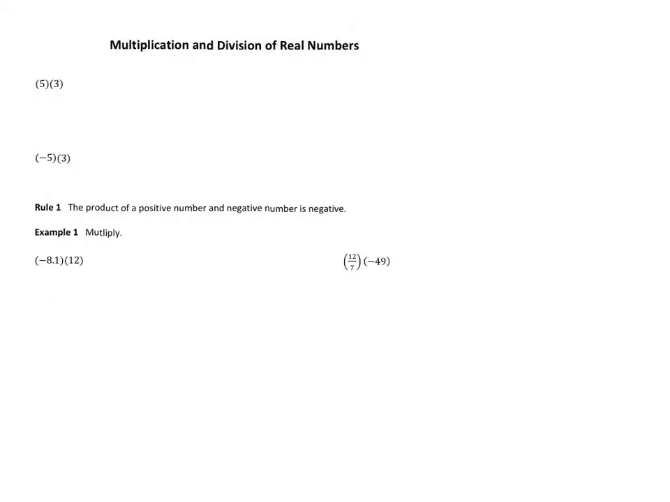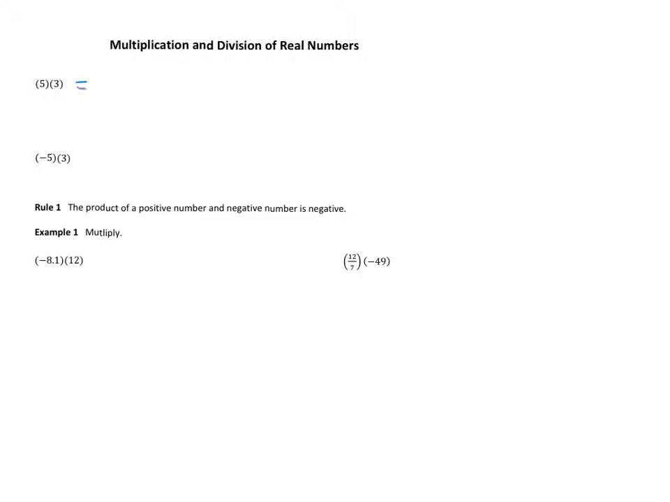I would like to look at a couple of facts when it comes to multiplying and dividing real numbers. So first we'll start with multiplication, and here I have 5 times 3, which I know the answer is 15. But what happens when you start introducing some negative numbers, like negative 5 times 3?